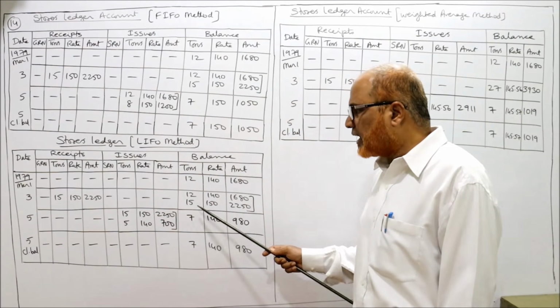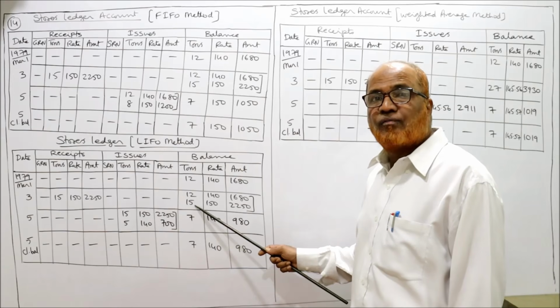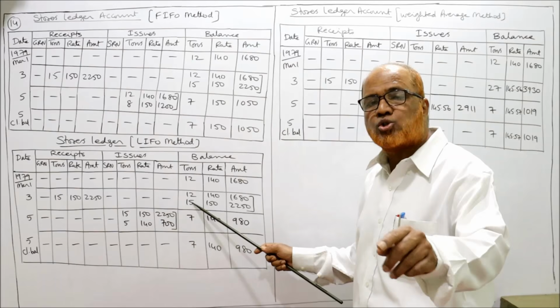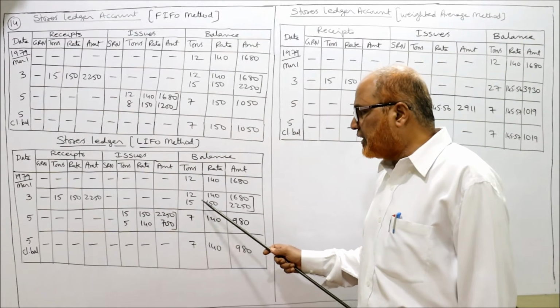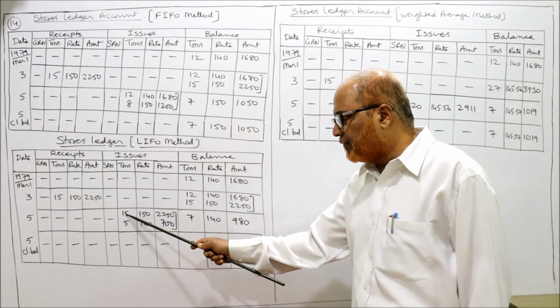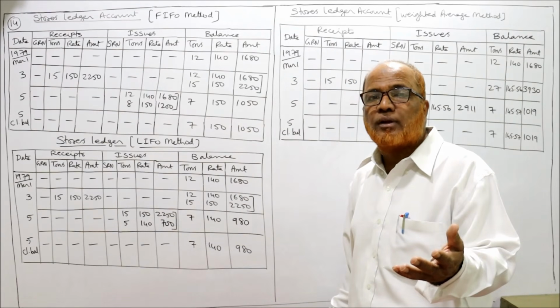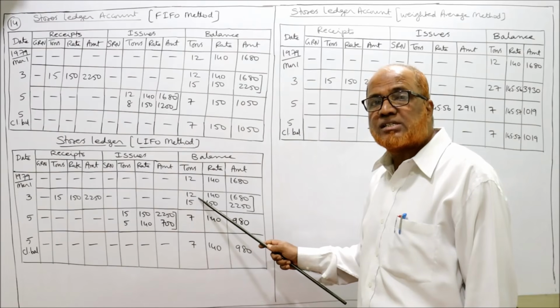The last in means the second lot. The second lot will be issued first. Second lot, how much is there? 15 tons. This 15 tons should be fully utilized, so 15, 150, 2250. Still 5 more tons we have to issue. That 5 tons will be issued from the first lot.